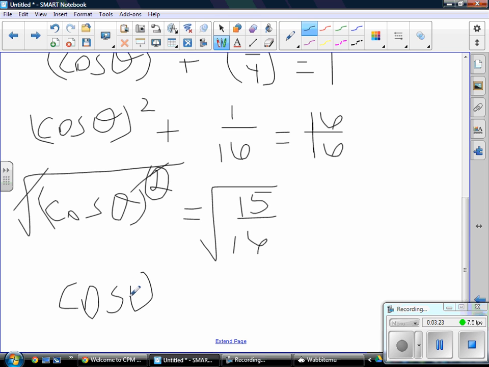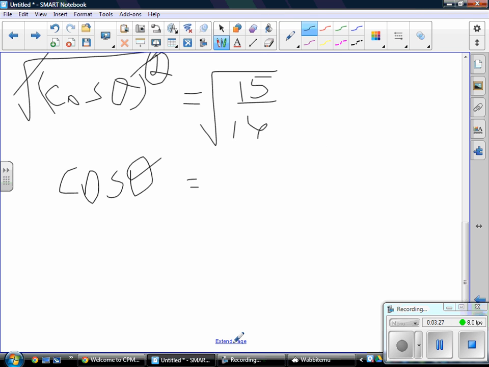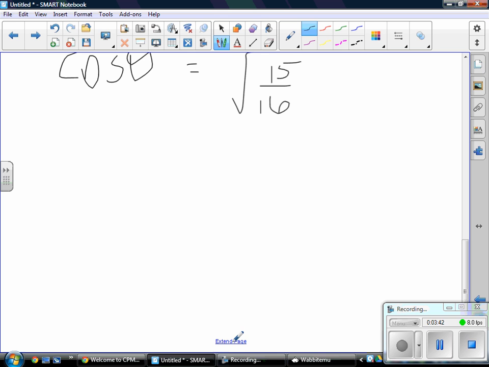I don't even care what the angle is. It only asks me for the coordinates. So it really doesn't matter what the angle is. So cosine of theta equals the square root of 15 over 16. Now, I don't know the square root of 15. I'm not going to type that in my calculator and round it. Again, I don't want to round. But I do know the square root of 16. So I'm going to change this to say cosine of theta is going to equal the square root of 15 over the square root of 16, which is worth 4.